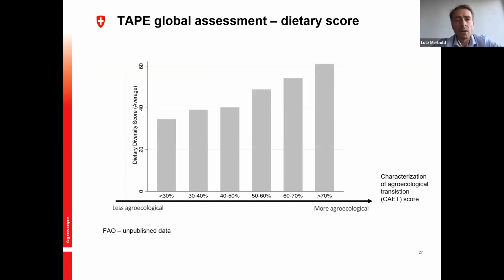But it's not just about the ecological dimensions, and this is really the link to the food system itself. Again, you see at the bottom these CATE scores, the characterization of agroecological transition score, and the ones which are really high up also show a higher dietary diversity score, which means that the products not just produced but also consumed within the household are more diverse, which is also an indirect proxy for healthier diets in the end and better sustainability.